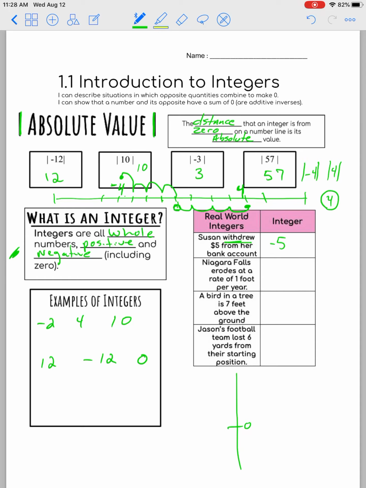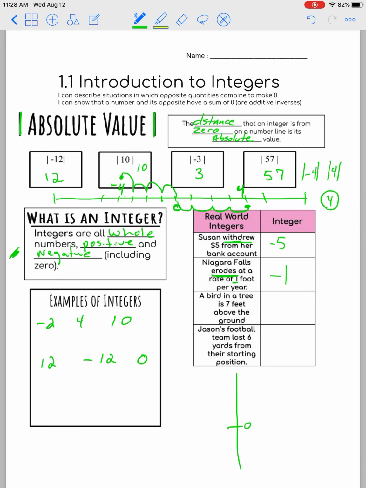Look at your keywords. Niagara Falls erodes at a rate of 1 foot per year. Well, what's your integer? Your integer is 1, right? But what's happening in that sentence? It is eroding. What happens when you erode? You're taking away the dirt, right? You're taking away the land. That means a minus. So it is negative 1 foot per year.